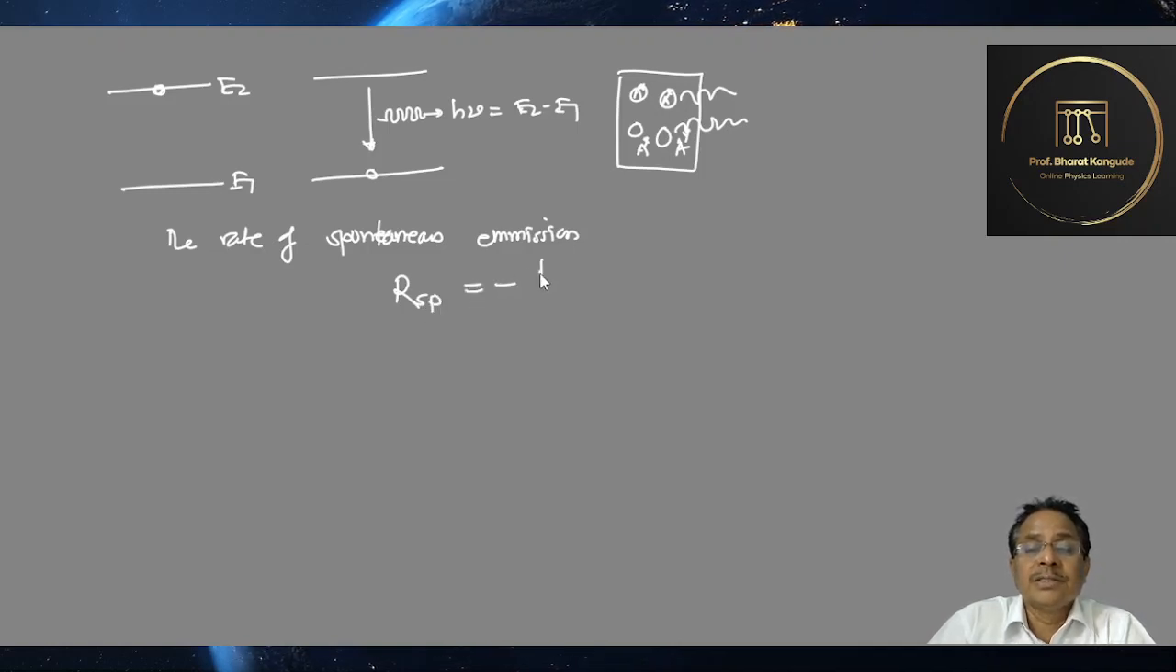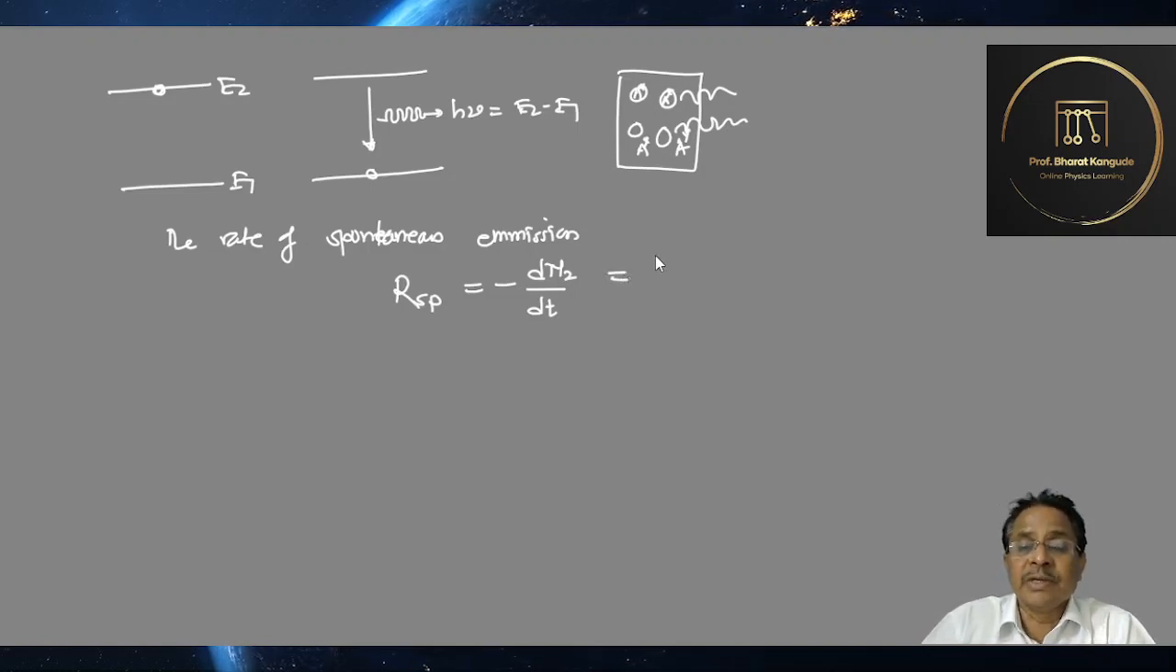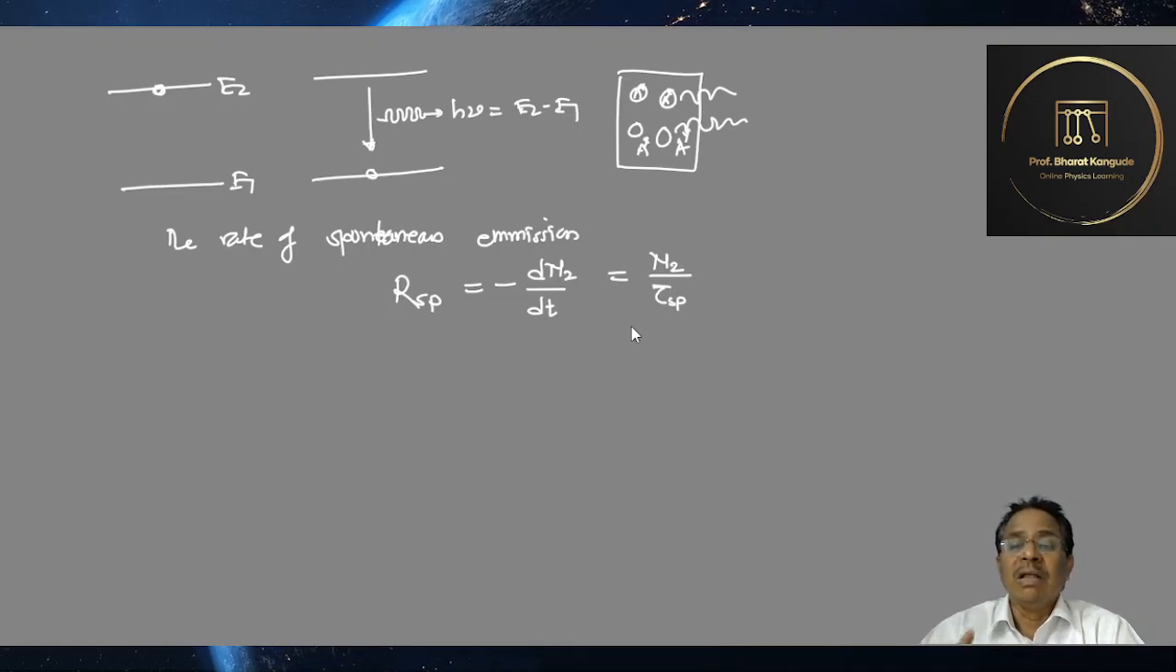and this is found to be minus dN2 upon dt. Here the negative sign is there since the population of the E2 level is going to decrease because of spontaneous emission. Further, this can be written very simply as N2, the population of the level E2, divided by a time which is called tau SP. This tau SP is called the lifetime of the E2 state, the excited state, wherein this particular atom remains in that particular state.